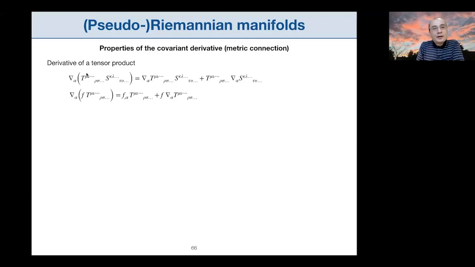So if we have a tensor product of two tensors, let's say T and S with multiple indices, and we take the covariant derivative of that, then this is basically the sum of the covariant derivative of T times S plus T times the covariant derivative of S. So the standard rule for the derivative of a product holds for tensor products of tensors under covariant differentiation, which is nice. And in particular, this also works if you have a tensor multiplied by a scalar, which is a degenerate type of tensor. Namely, differentiation is just taking the standard derivative of f times the tensor plus f times the covariant derivative of the tensor.